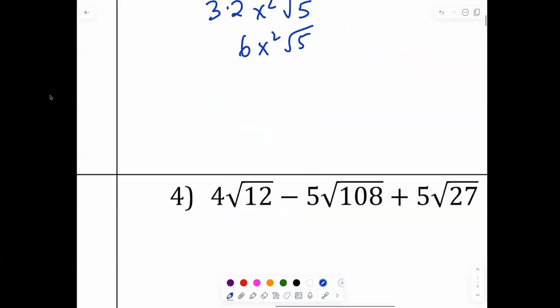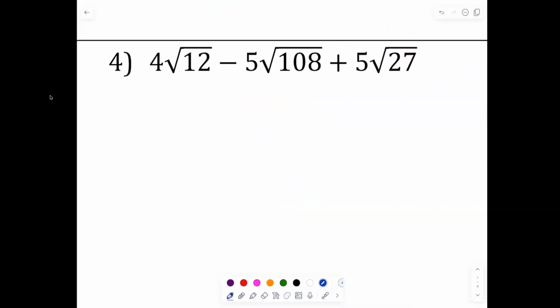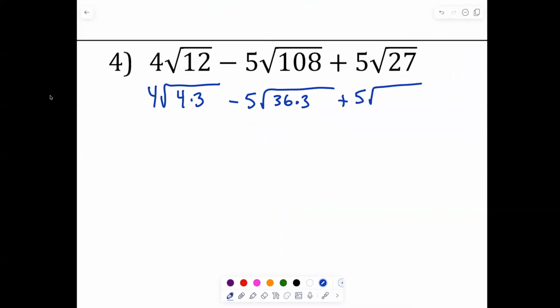All right, let's knock out number 4. So these all get broken down. 12 gets broken down to what? Good. Does anybody remember what 108 was? 36 times 3. You could also do 9 times 12, but then 12 has to be broken down. And then 27, of course, is what? 3 times 9. Square root of 4. Yeah. So there's a 4 outside, so that becomes 8 radical 3.